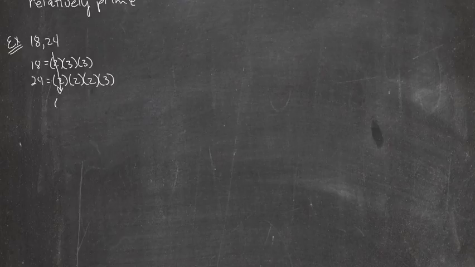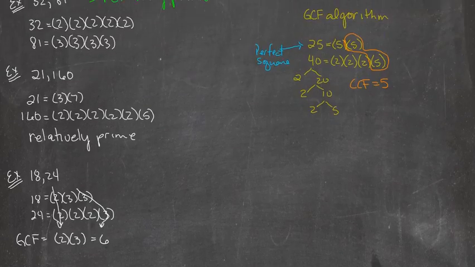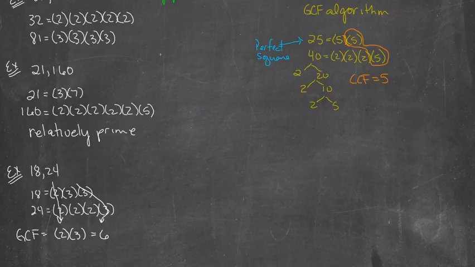They share a 2, and they share a 3. So the GCF, the greatest common factor of 18 and 24, is 2 times 3, which equals 6. Cool. Now, we can also find the GCF of monomials.